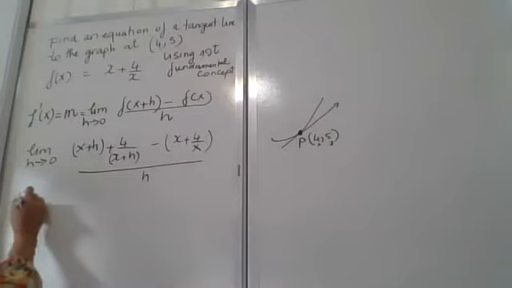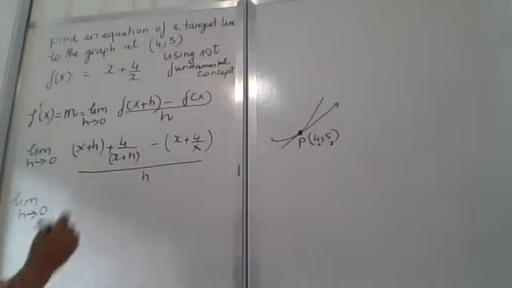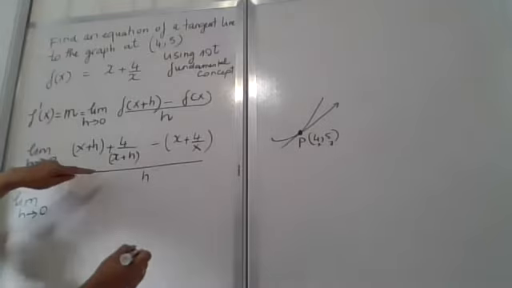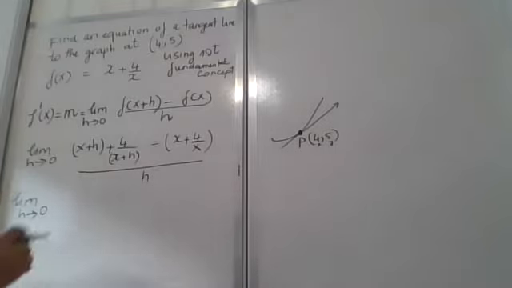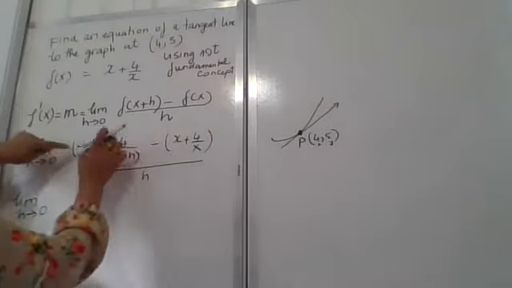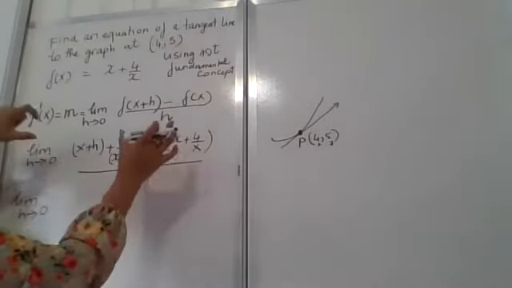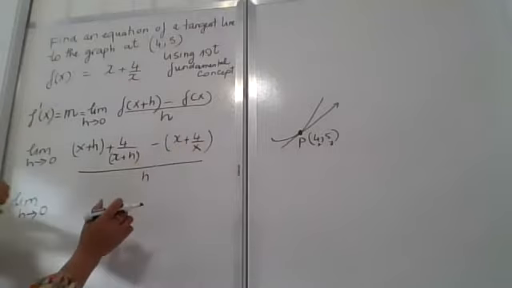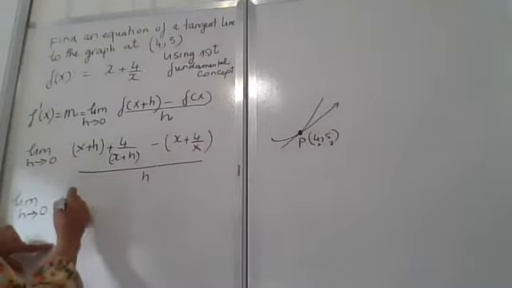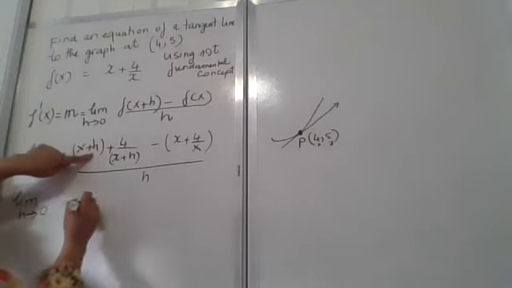And that will be equal to the limit as h approaches 0. And you want to substitute the coordinate 4 and 5 right into this numerator. So x will become 4 plus h.